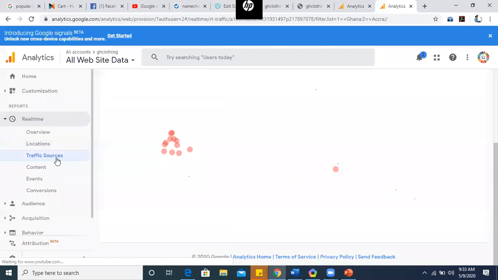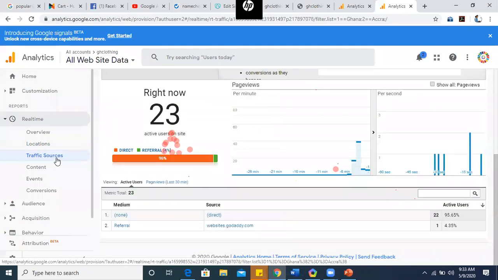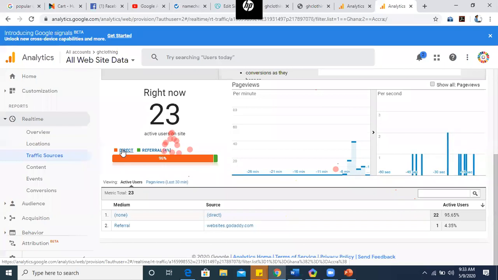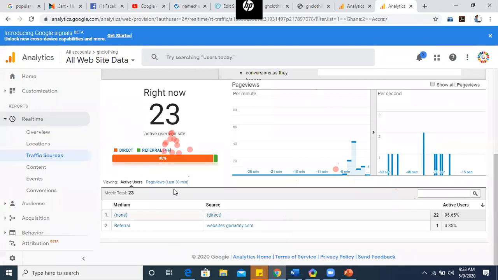Another thing I want to talk about is the traffic source. Where are the people coming from? At this stage, we have two main sources. There's something called direct. Direct means that people go to the search engine and type www.ghclothing.com. They were 96% of people. The rest were referral. Referral means that somebody gave them the link on that platform, they clicked on it and came. That is how this works. But this one will not give us a lot of insight because it's a new website. I'm just trying to let you understand how it works.